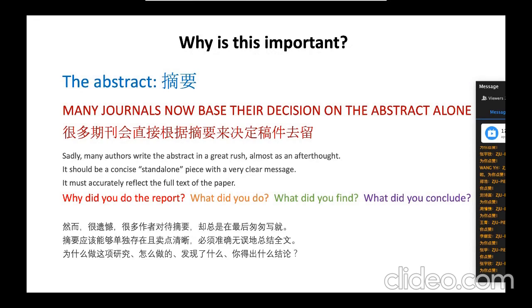Let's re-emphasize why this is important. Many journals base their decisions just on abstracts. Many authors don't recognize this. Many people write their abstracts in a rush, almost as an afterthought. This, of course, has to be a concise, standalone piece of writing with a very clear message that accurately reflects the full text of your article.